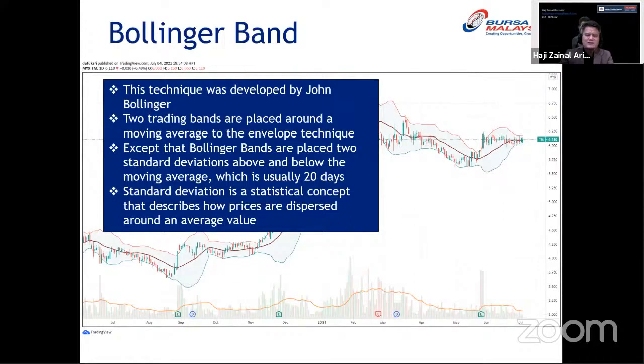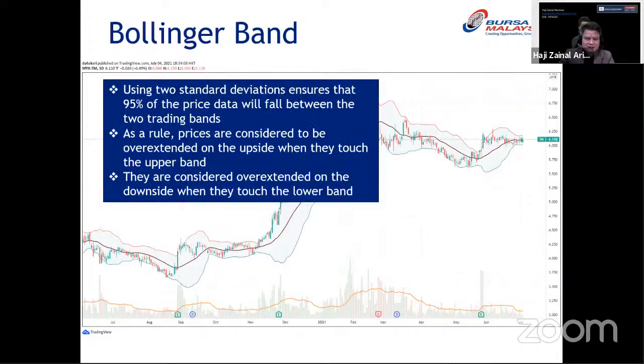Standard deviation is a statistical concept that describes how prices are dispersed around the average value. With 2 standard deviations, they will capture roughly 95% of the price data, so the price will fall between the 2 trading bands. As a rule, prices are considered overextended on the upside when they touch the upper band, and overextended on the downside when they touch the lower band. This is the basic concept of the Bollinger Band.